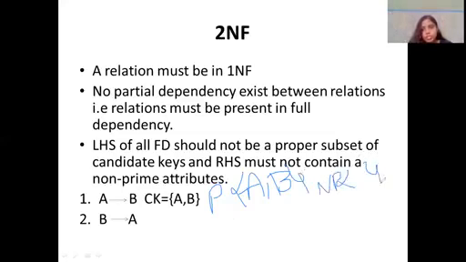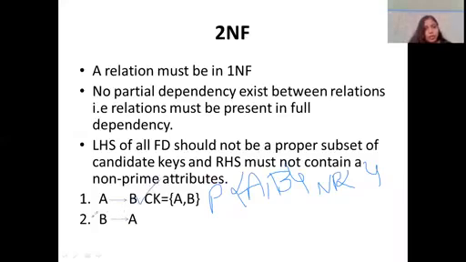Now we are asked to check whether the LHS of all FDs is a proper subset of this candidate key. Here, in the first FD, LHS is A. A is a subset of the candidate key, but A is not a proper subset here. So the first condition is satisfied. So we can tell that the first functional dependency is in second normal form.